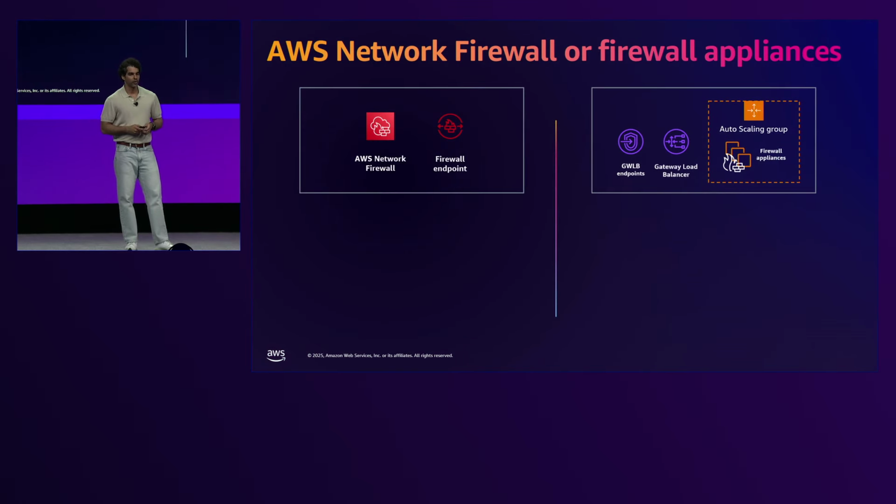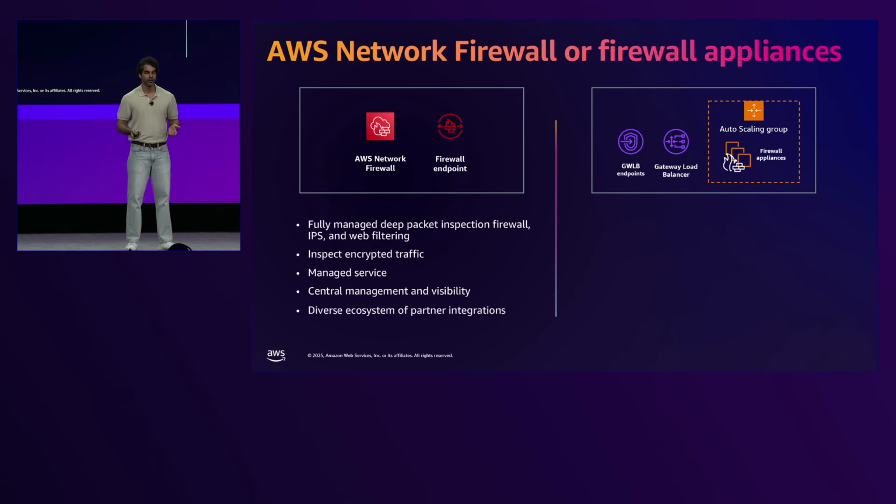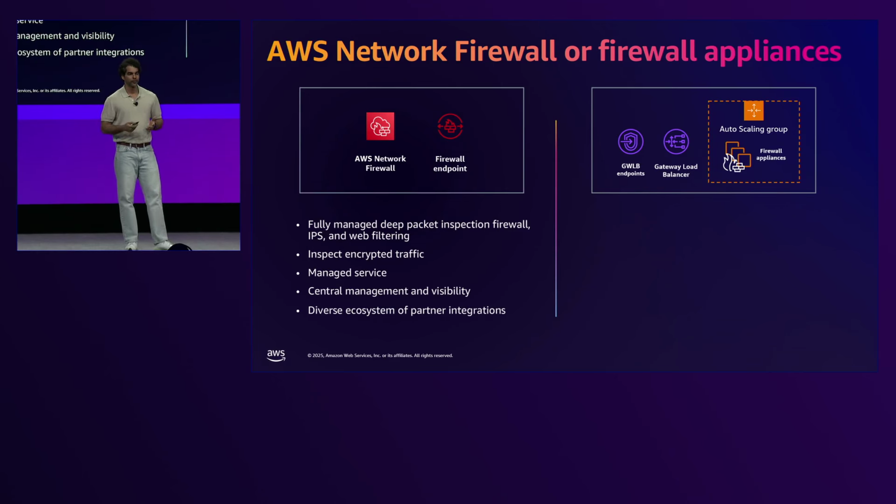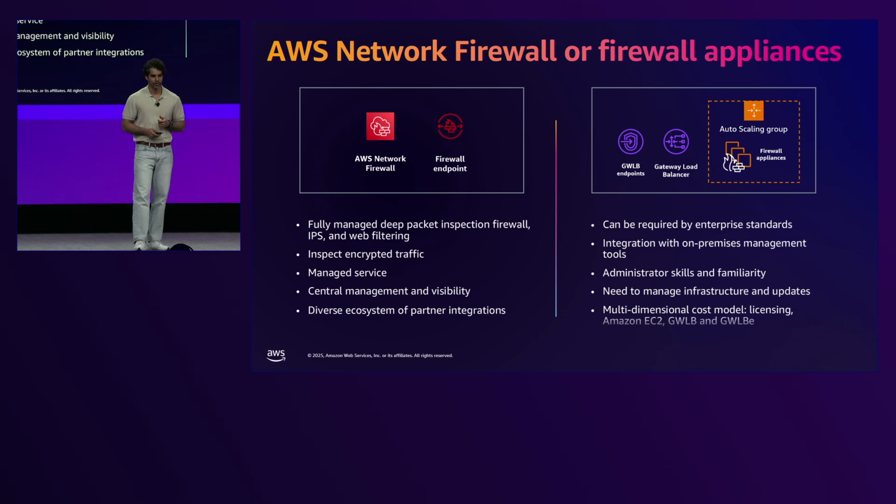Now let's talk about AWS Network Firewall and third-party appliances. Both of these can be used in a similar manner for deep packet inspection, and we'll talk about how all of these fit in a network from a network flow standpoint. But how do you make a decision on which one to use, especially if you're getting started? Now AWS Network Firewall is a fully managed deep inspection firewall, provides you with IPS, web filtering, and it can also inspect encrypted traffic. Now it's a managed service, right? So you don't have to worry about managing it, patching it, even scaling it, or the high availability of it. Everything's managed by AWS. We also give you centralized management and visibility through AWS Firewall Manager. And we also have a bunch of partner integrations, which I'll talk about in a bit.